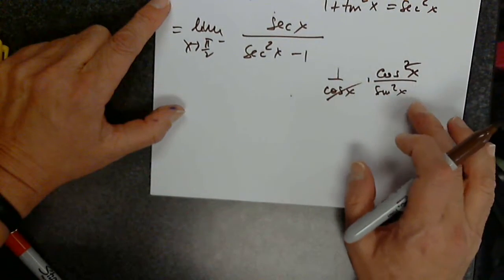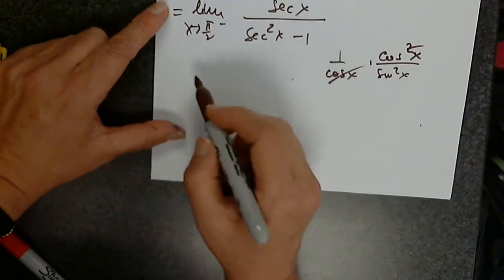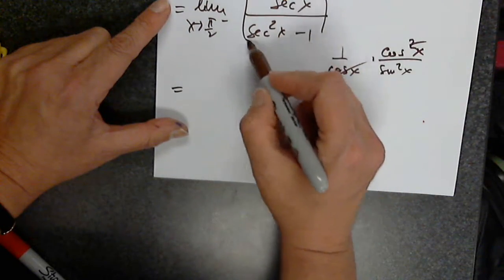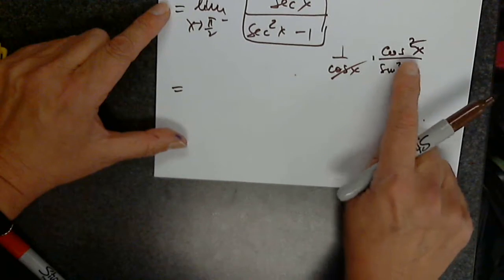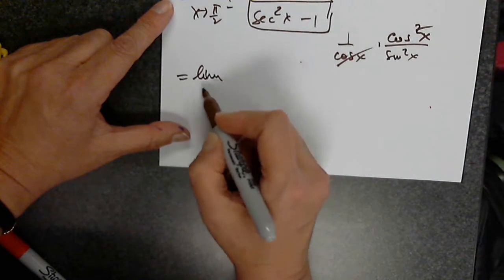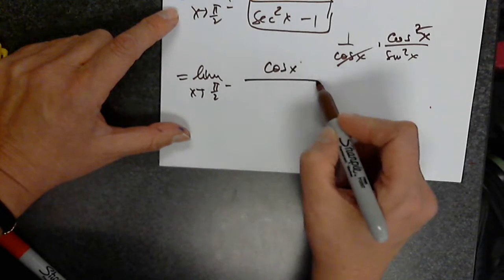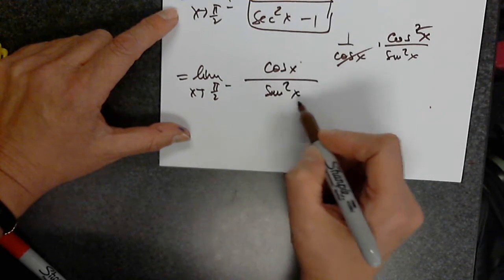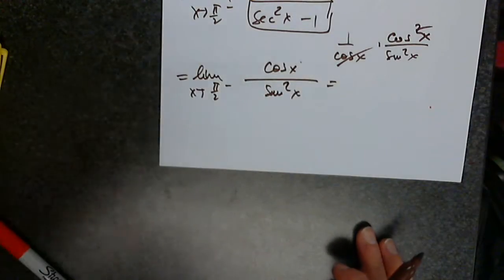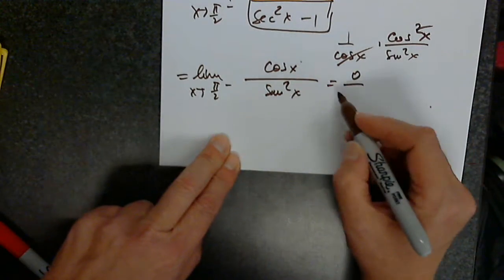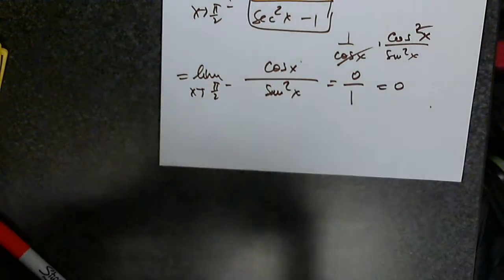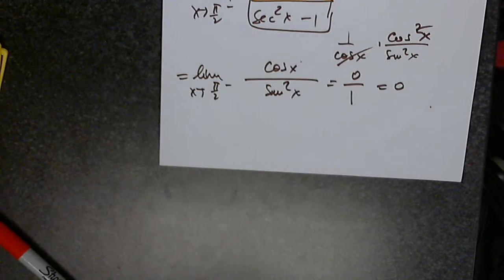So it's cosine over sine squared. So instead of this, I'd rather use cosine over sine squared. The limit as x approaches pi over 2 from the left of cosine x divided by sine squared x. And this is done because the top is 0 and the bottom is 1, so this is 0. That was the easiest thing to do.